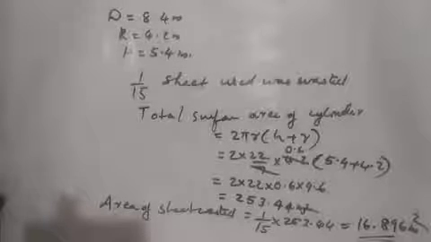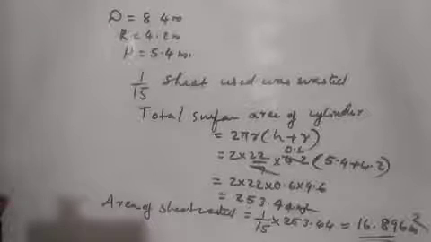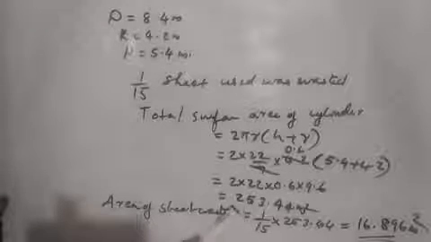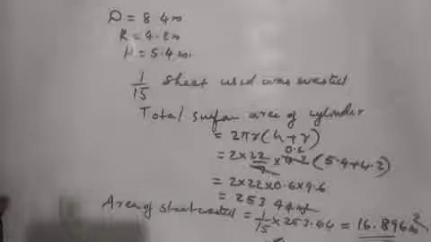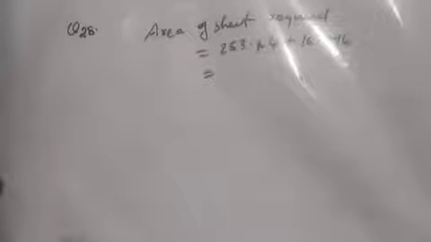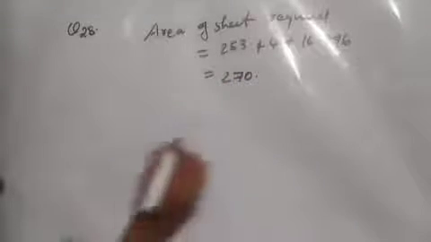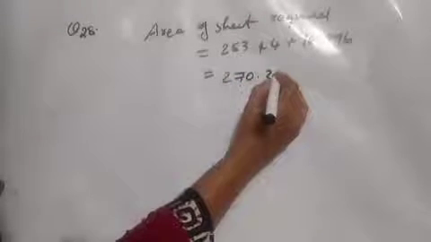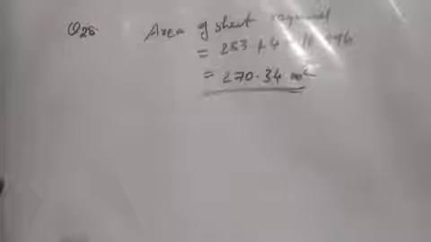Now the total area required. So how can we find the total area of the sheet required? Yes, it is the sum of these two. We have to buy the sheet of area 253.44 plus 16.896. So the area of sheet required is 253.44 plus 16.896, that is 270.336, which we can write as 270.34 meter square. Okay, that is the required area.